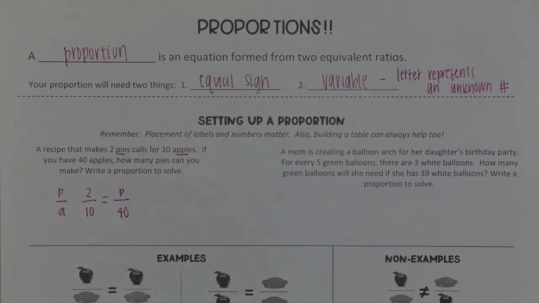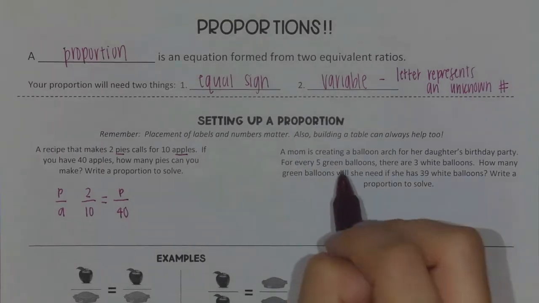Our next one says, a mom is creating a balloon arch for her daughter's birthday party. For every 5 green balloons, there are 3 white balloons. So I want to know, how many green balloons will she need if she has 39 white balloons? Write a proportion to solve.